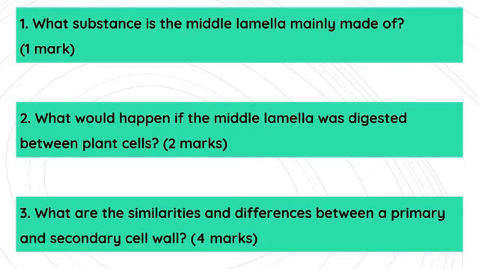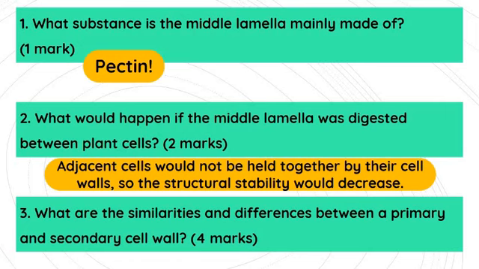Okay, let's look at our first answer. So the middle lamella is mainly made out of pectin. And if the middle lamella was digested, then those cells wouldn't stick to each other. Imagine having a wall made out of bricks without any cement. They would still be there, but they wouldn't be able to be held together very well, so the structural stability would decrease.